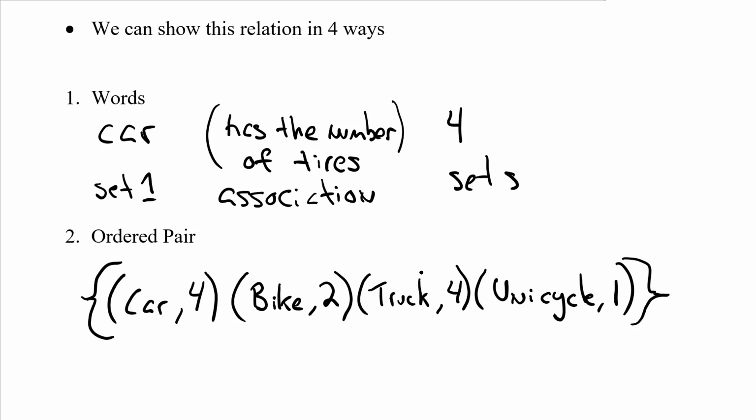The elements of set 2 don't all have to be there. We've used 4, 2, and 1. The number 3, 3 tires, doesn't appear in any of our ordered pairs because there's no association with that one element of set 2. So brackets, the first element of set 1, matching its corresponding association with set 2.